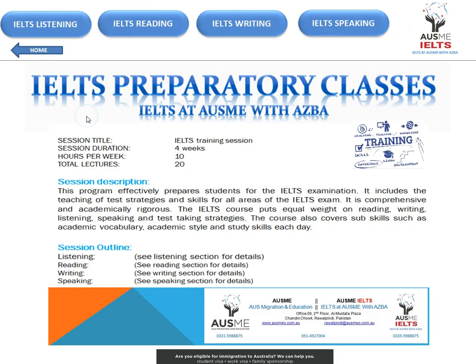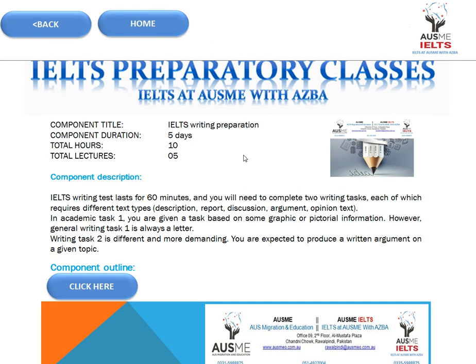So moving on to the next component, which is IELTS Writing. Again, IELTS Writing is made up of 2 tasks, task 1 and task 2. And as you all would know, they have an academic version for the writing test and the general version for the writing test. So task 2 is the same for both academic and general. The difference is in task 1.